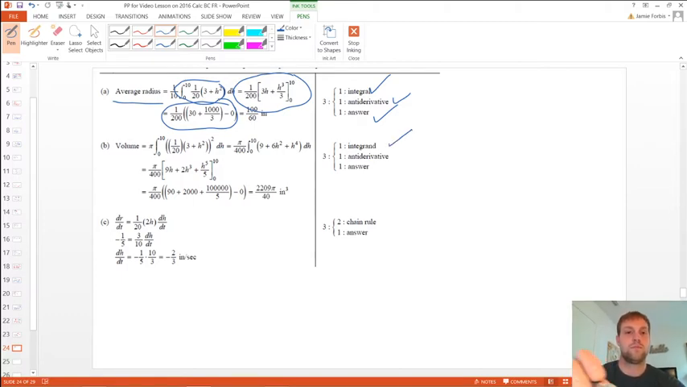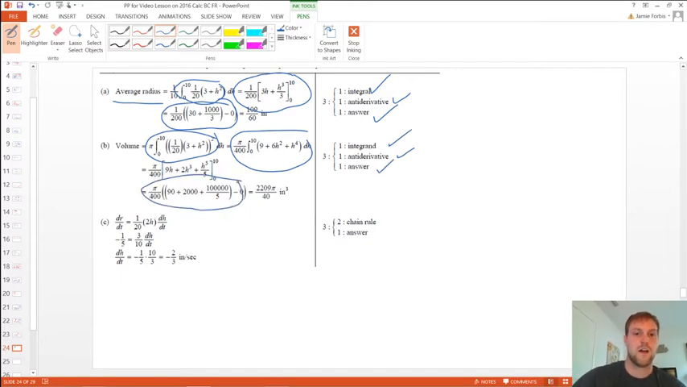1 point for setting up the correct integral. 1 point for the correct derivative, which we did. And then 1 point for the answer, which again, if you left it like right here, you're fine, but I would again put inches cubed. And then C, 2 points for the chain rule, so finding this derivative, which we did, and then 1 point for the answer, which was negative 2/3 inches per second.